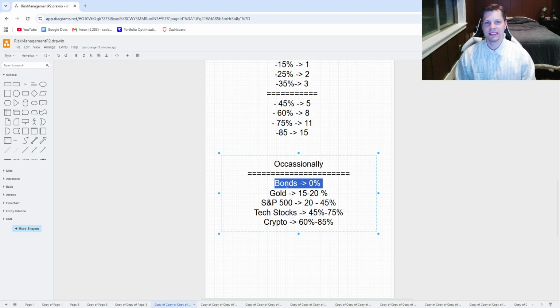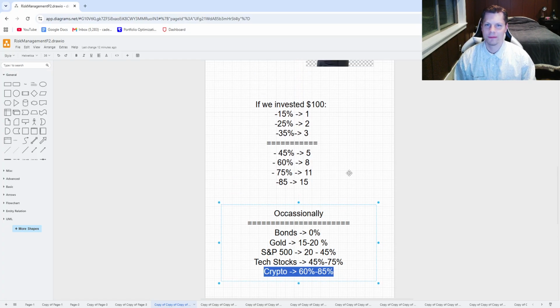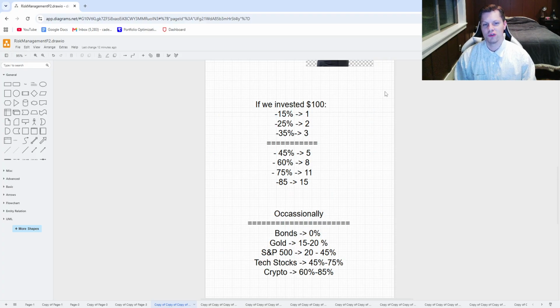And we can see these different financial instruments, such as bonds, they usually drop 0%. Gold usually drops 15 to 20%. The S&P 500 drops 20 to 45%. Tech stocks can drop 45 to 75%. And crypto can easily drop 60 to 85%, even more than that. So you should really be considerate and have an understanding of how bad it can be to invest in a particular asset.